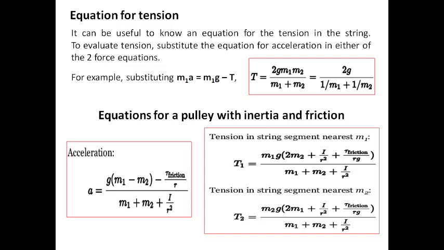Then if you extend the solution to get the tension, it is actually not in our syllabus, but as a point of interest I am mentioning it. The equation for tension is obtained by solving the equations, and we get the final solution: T equals 2g divided by (1 by M1 plus 1 by M2). Likewise, if you consider the equation for a pulley with inertia and friction, the acceleration will vary as given here. Likewise, the tension on both masses will differ, so that is also derived as T1 and T2 using classical mechanics equations. So these are points of interest regarding Atwood's machine.